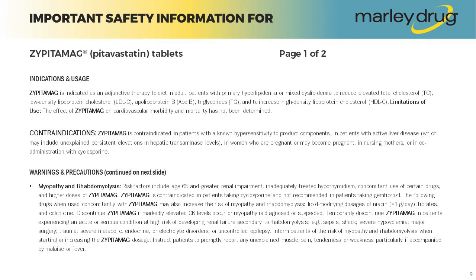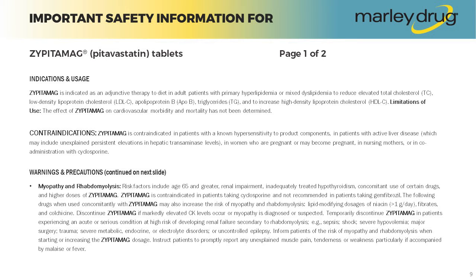Risk factors include age 65 and greater, renal impairment, inadequately treated hypothyroidism, concomitant use of certain drugs, and higher doses of Zypitamag. Zypitamag is contraindicated in patients taking cyclosporin and not recommended in patients taking gemfibrozil. The following drugs, when used concomitantly with Zypitamag, may also increase the risk of myopathy and rhabdomyolysis: lipid-modifying dosages of niacin of greater than 1 gram per day, fibrates, and colchicine. Discontinue Zypitamag if markedly elevated CK levels occur or myopathy is diagnosed or suspected.